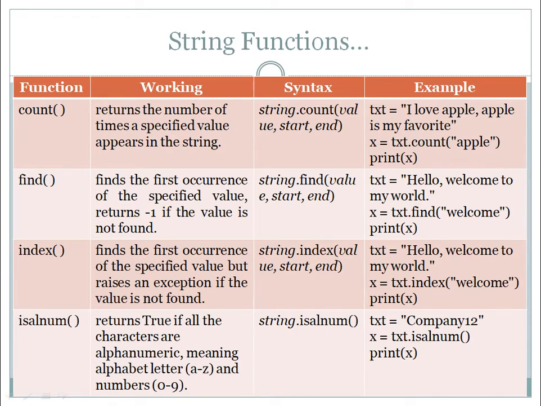Next we have the count function. It returns the number of times a specified value appears in the string. So if you want to count the occurrences of a character or of a word in a string, you can use the count function. This is the example. Suppose the string is I love apple, comma, apple is my favorite, and you want to count how many times the word apple has appeared, you can use string dot count, and in brackets you provide the string that you want to check. So it will give the answer as 2.